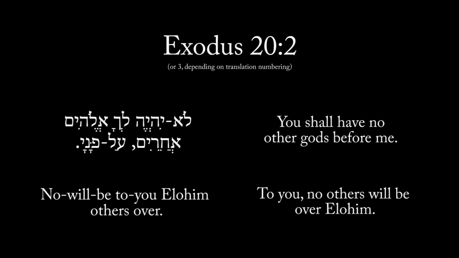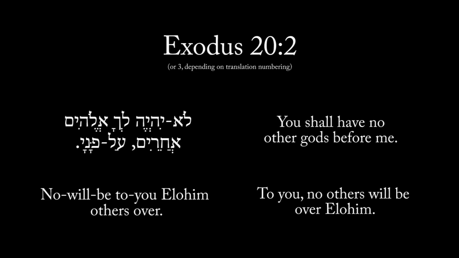This is a broad statement that addresses ranking of value. Nothing is to come first above Elohim. Not money, not a spouse, not children, not lesser gods, nothing. Yahweh is supposed to be first and most important. Everything that comes after is fine.